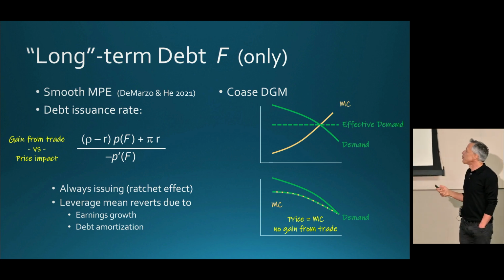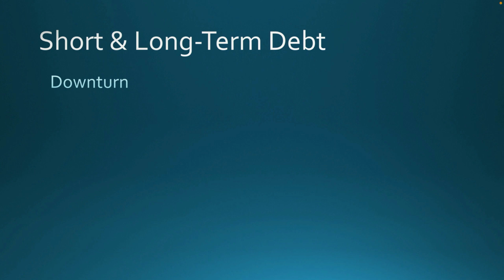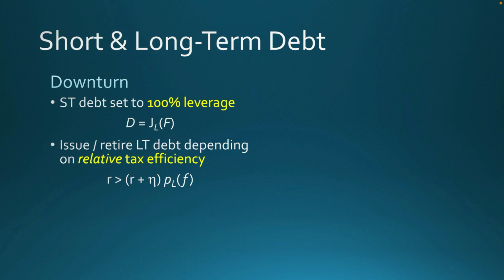All right, so now let's put them together, short and long-term debt. So what's going to happen? First, in the downturn, we know that whatever the long-term debt is, the short-term debt is going to go to 100% leverage, right? What's going to be the incentive to potentially issue long-term debt in this model? Well, it turns out that there may be, for tax reasons, a potential relative tax inefficiency of long-term debt. And that's going to depend upon whether the coupon rate R exceeds the yield on the short-term debt times the price of the long-term debt.